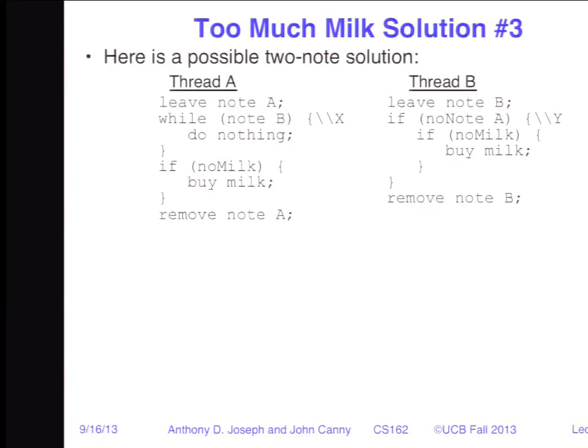Okay, so here is a possible solution that tries to follow that idea. In thread A, we leave a labeled note A, and while there's a note B, we do nothing. We just sit there and spin. Then if we find that there's no milk, we go buy milk, come back and remove note A. What does B do? B says, leave note B. And then if there's no note A and there's no milk, then we go and buy milk. We come back, we remove note B. All right. Does this solution work?